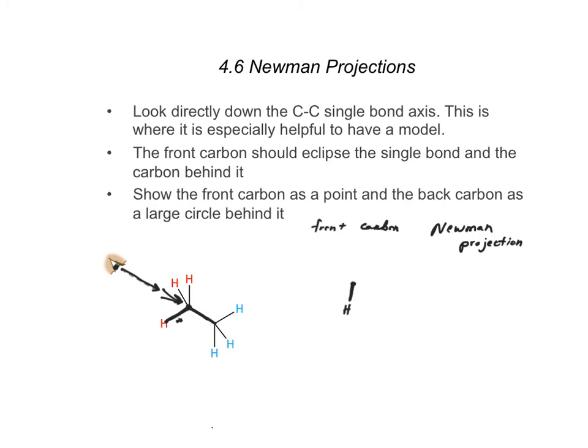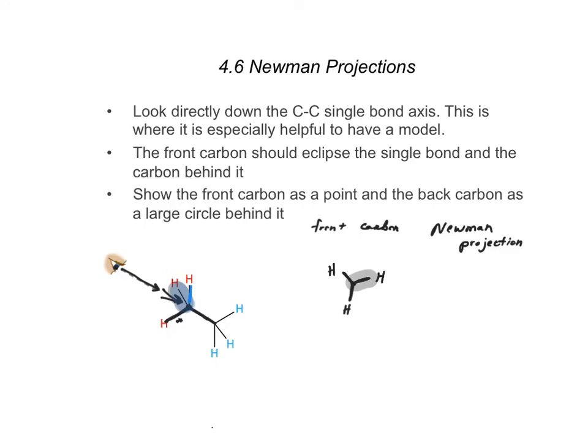This one, if I was looking at it pointing in the direction of the eyeball, would appear to me as if it was pointing up and to the right from my front carbon, whereas this other one looks to me like it's pointing up and to the left. So I can also draw that one over here, up and to the left in my Newman projection.